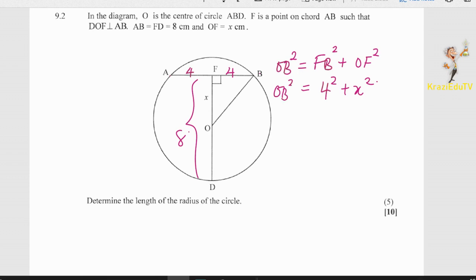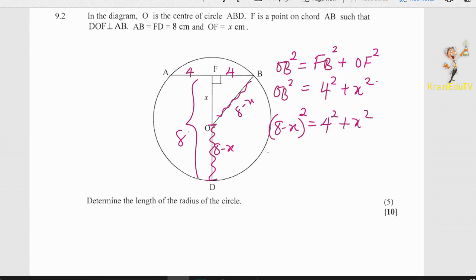Okay, but I do know that since I have this whole length as 8, then my OD, which is a radius, is 8 minus X. And this radius here is actually equal to this radius here, 8 minus X, which is OB. So can I bring that in? 8 minus X all squared equals what? 4 squared plus X squared.